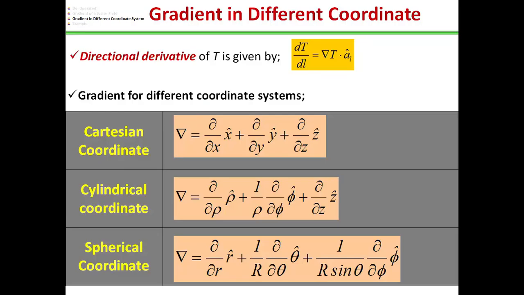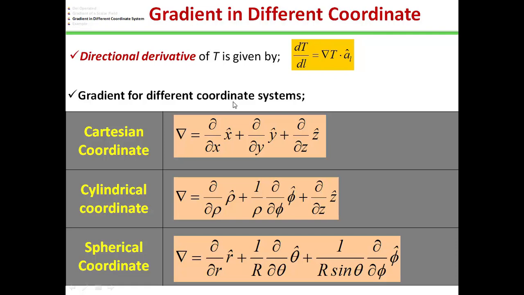Now the directional derivative of T is given by dT by dl is equal to del T dot al. It means the directional derivative is the rate at which the function changes at a point in the given direction. That means T is changing in the direction of L.